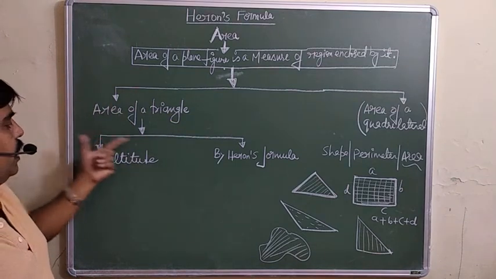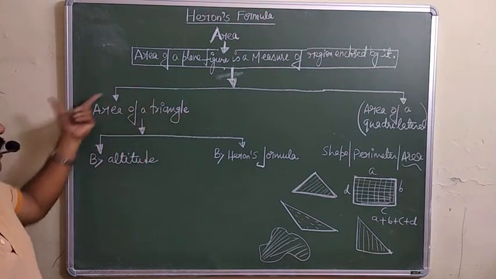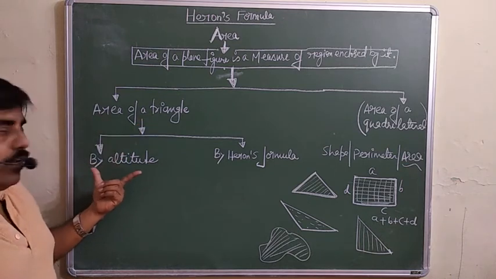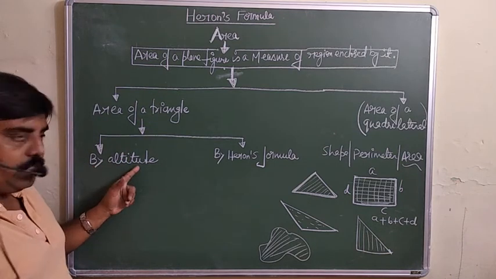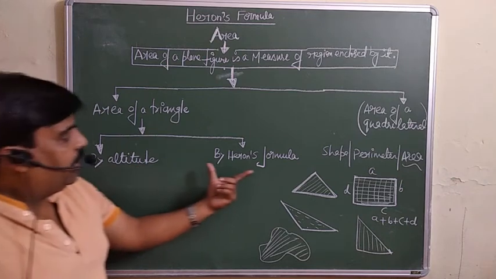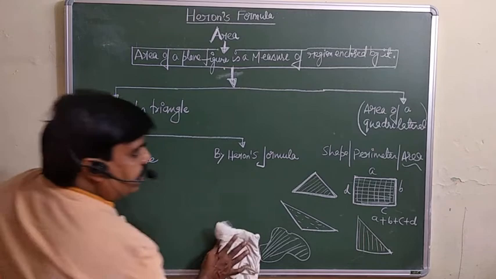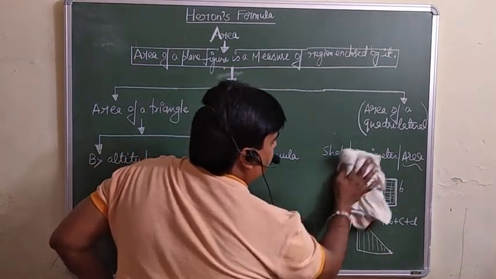How can you find the area of a triangle? तो हम किसी triangle का area कैसे निकाल सकते हैं? That we will discuss. There are two different ways. By using the altitude, you can find the area of a triangle, and another is Heron's formula. So look here now, one by one we are taking.